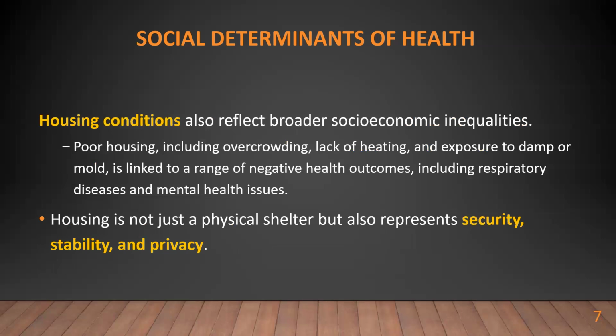Then the housing conditions. Poor housing, including overcrowding, lack of heating, exposure to damp or mold, is linked to a range of negative health outcomes, including respiratory diseases and mental health issues. So housing is not just a physical shelter. It also represents the sense of security, stability, and privacy.